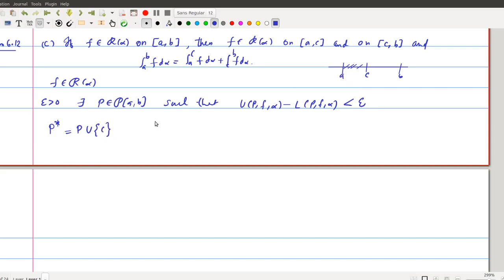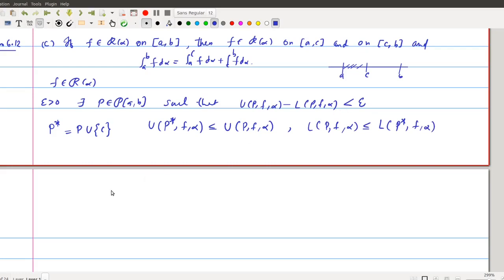Now we have the inequalities. If you consider the upper sum corresponding to this P star, a refinement of P, we can write it as less than or equal to U(P,f,alpha). We already proved this. Similarly, if you take the lower sums, L(P,f,alpha) is less than or equal to L(P star,f,alpha). That means if you take the refinement, then the lower sum increases and the upper sum decreases.